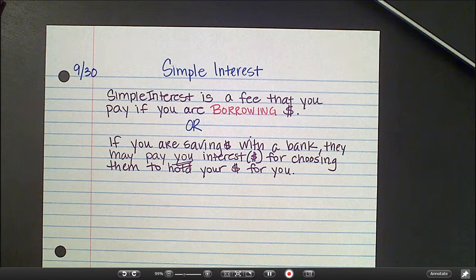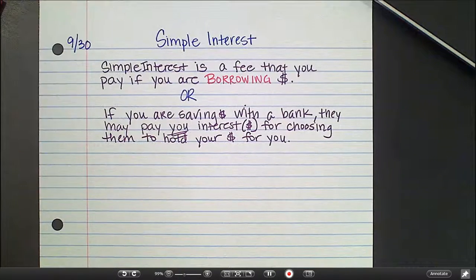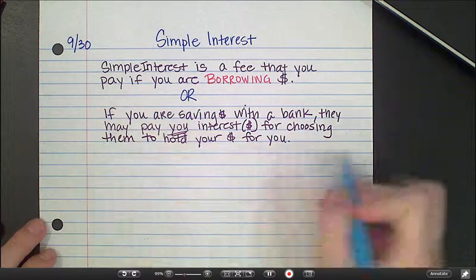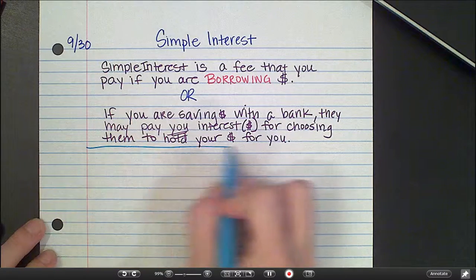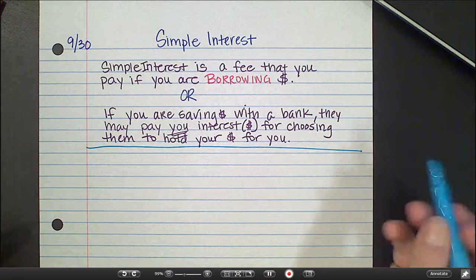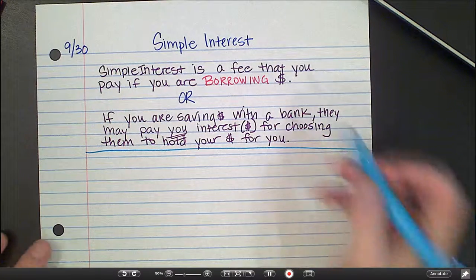Kind of like I just said, if you're borrowing money, then you owe a fee. But if you're saving money, then you're getting paid. So interest can be a good thing, it can be a not so great thing. Okay. So just for example, we'll do this like we did on our sales tax. This is exactly like sales tax.